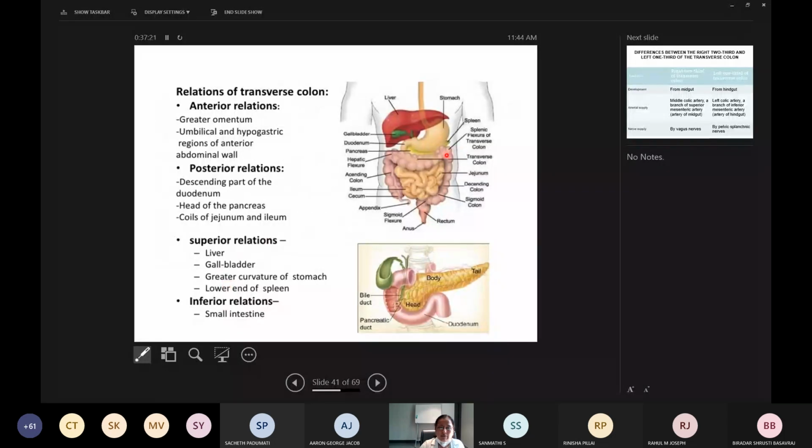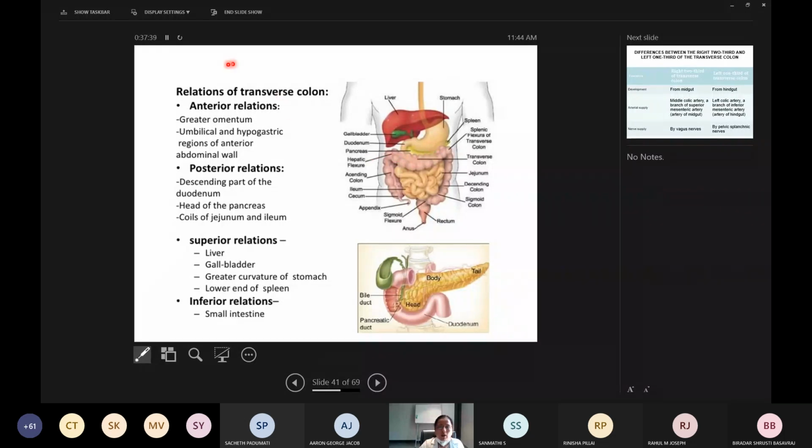It will be continuous with the descending colon at the left colic flexure. So this is the transverse colon, what you can see. This is the U-shaped loop which will be formed between the lateral end of the spleen and the liver. So you can see this.